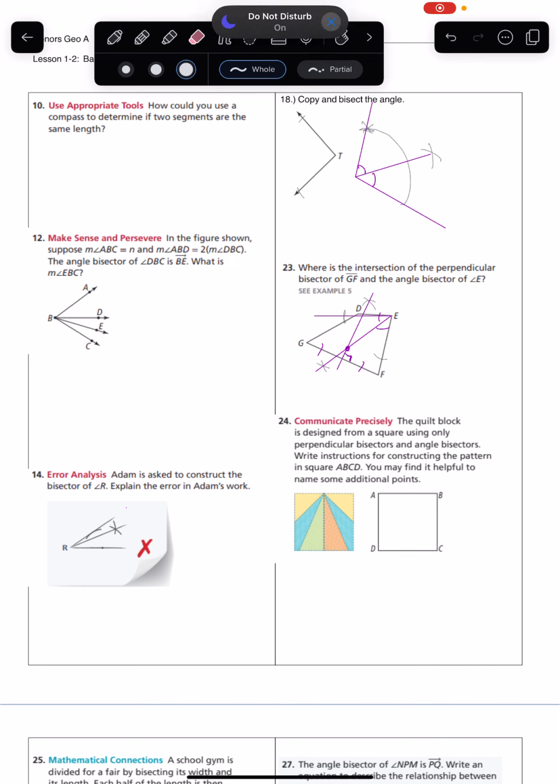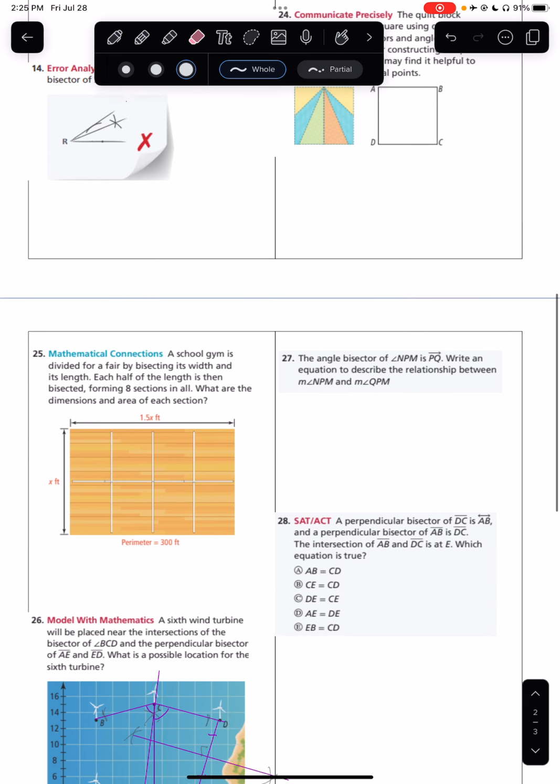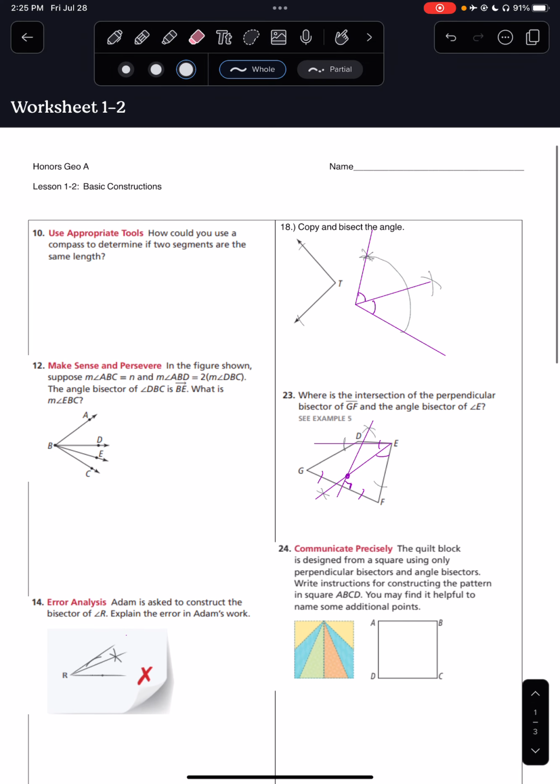Hey folks, so here's the video answer key for the lesson 1-2 worksheet. This one's going to be a little bit weird because I actually had to go through and draw the constructions for 18, 23, and 26 first because I didn't want to worry about doing them while I was live on video, but I can talk you through what they look like.